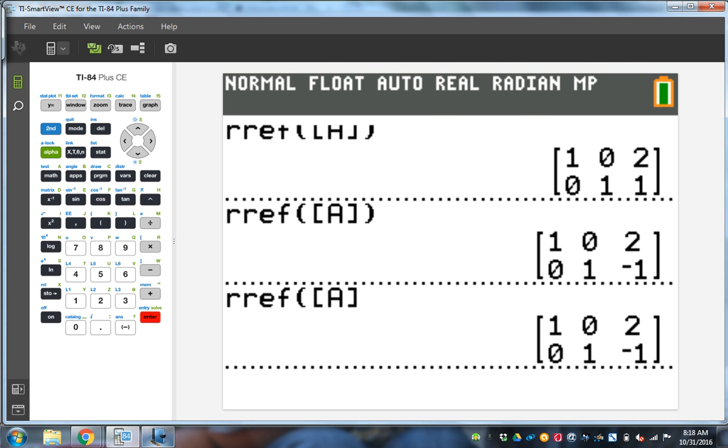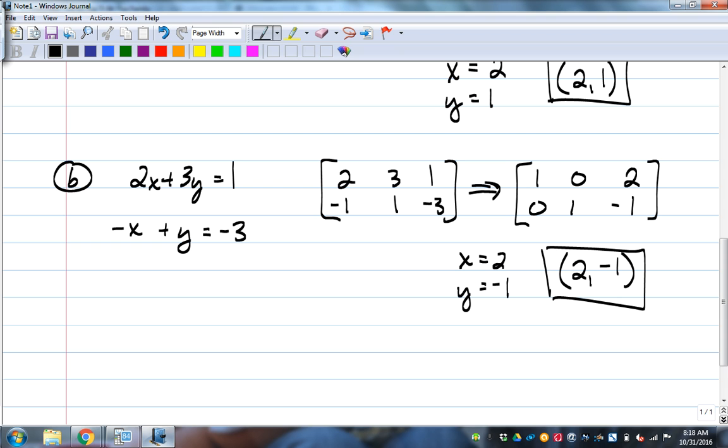All right. So consistent and what? Dependent or independent, this system? Independent. One solution. Consistent and independent. And know the terminology that goes with it.